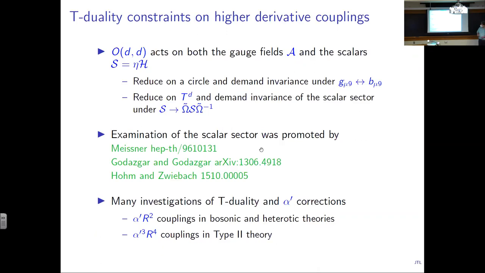As I said, I already introduced the generalized metric on the torus, this curly H. Eta is the ODD invariant. So it's convenient to write this as a combination, this curly S combination over here, which we're going to use a lot.